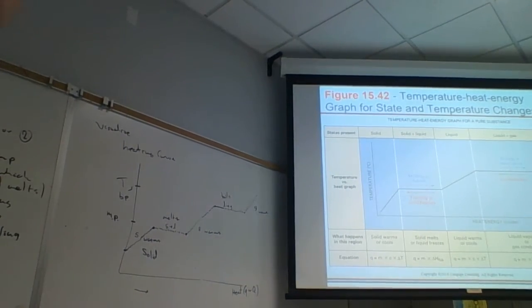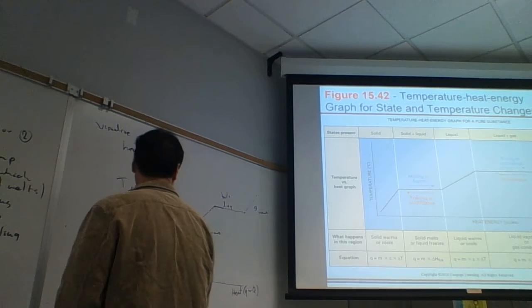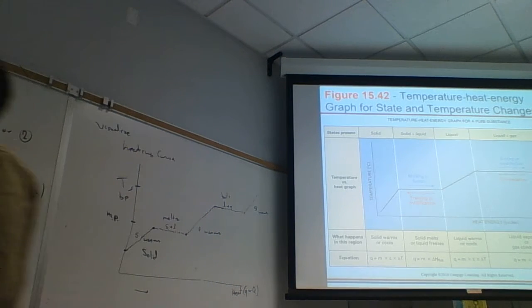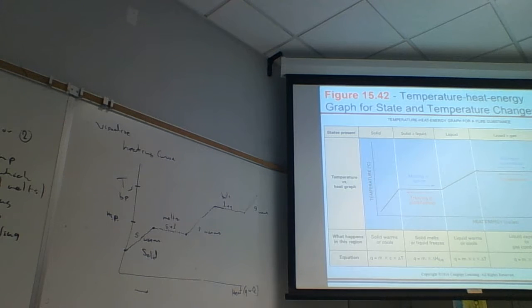Now, there are two equations that we use for this. The two equations are this. When an object gets hot or cold, the object being a solid, liquid, or gas, so the object, solid, liquid, or gas, warms or cools, then we use this equation. Q is equal to the amount times C times delta T.